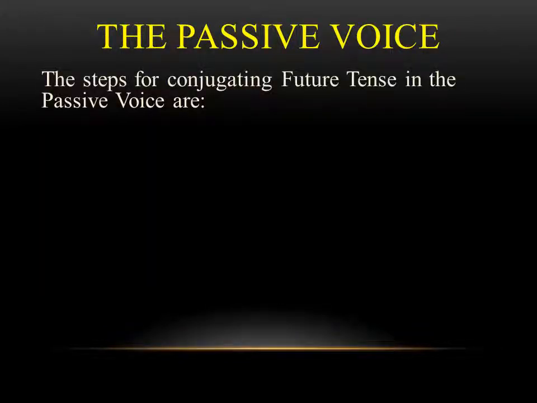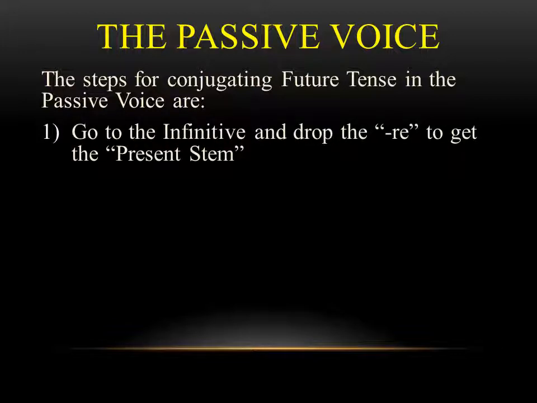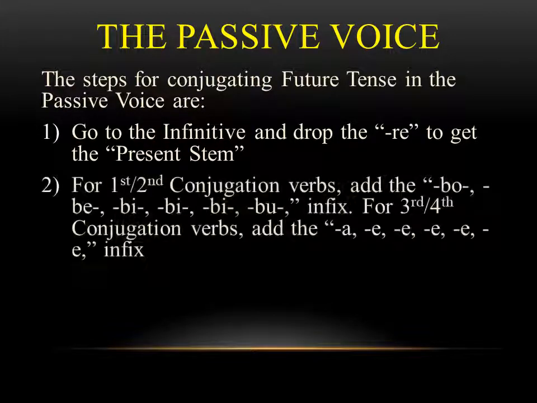So now let's take a look at the future tense. When we conjugate the future tense in the passive voice, we start the same way. We go to the infinitive, drop the re to get the present stem. But you want to remember that for future tense, it depends on what conjugation your verb is.